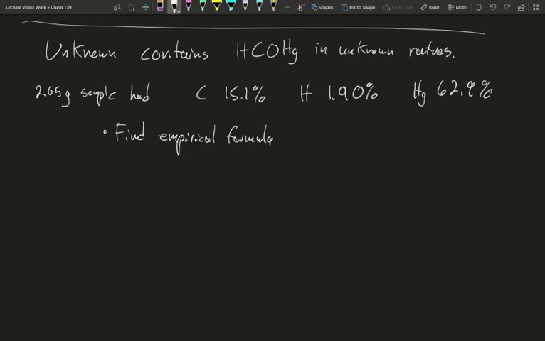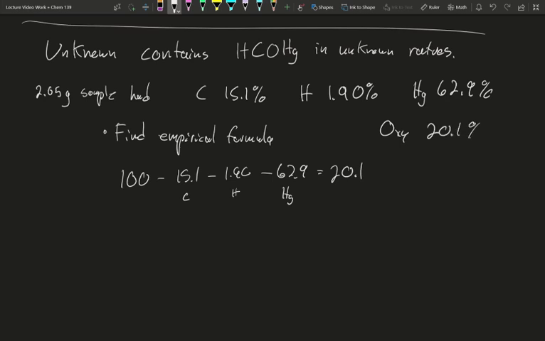However, if we are fairly certain that our compound is composed of nothing but hydrogen, carbon, oxygen, and mercury, then we can just do a difference from 100%. Remember that all of your things must add up to the total. So there should be 100% total. I know that 15.1% of it comes from carbon, 1.90% comes from hydrogen, and 62.9% comes from the mercury. Well, whatever's left must be the amount of oxygen. We'll find that that's 20.1, so oxygen should be 20.1%.